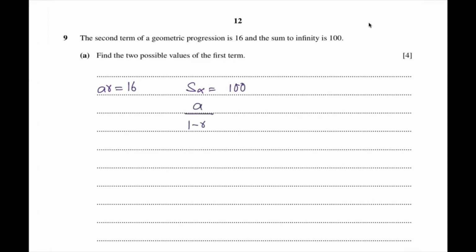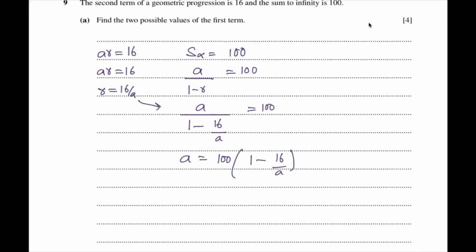Sum to infinity is equal to A upon 1 minus R, and AR is equal to 16. So we can replace R with 16 upon A and just substitute it over here. So A would be equal to 100 times 1 minus 16 upon A. If you make the denominator common, that's going to be 100A minus 16 over A. So that's A squared equals 100A minus 1600. A squared minus 100A plus 1600 equals 0.